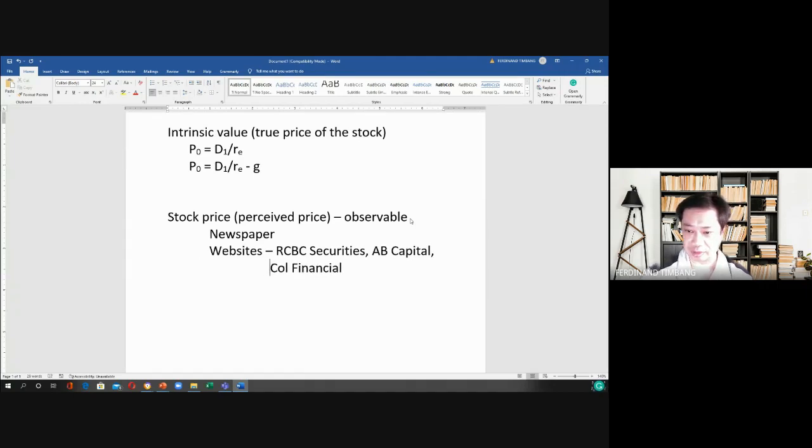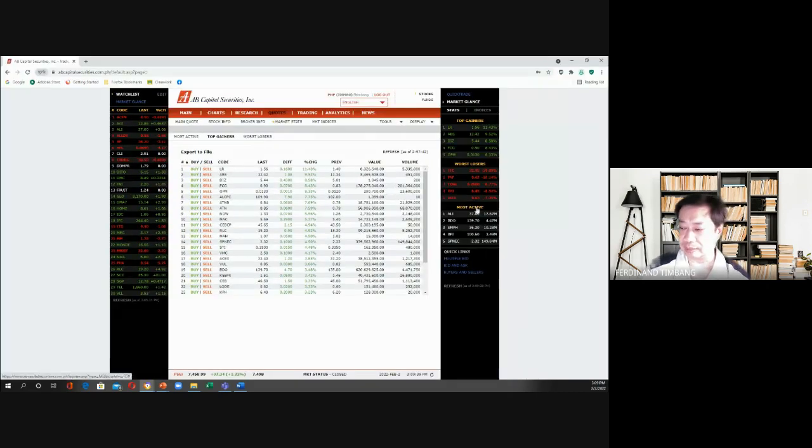So here is an example, I'll show you. Can you see this, class? Yes sir. So these are the prices. This is the performance today actually. Here are their prices, 1.56, and 12.42 for ABS. So these are the observable prices of the stock. You can see these on the websites or on the platforms of the stock brokers. So this is something that we can observe.